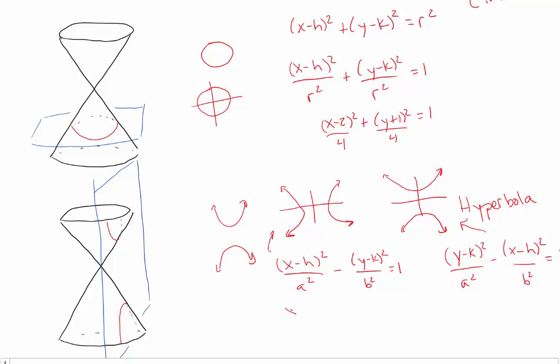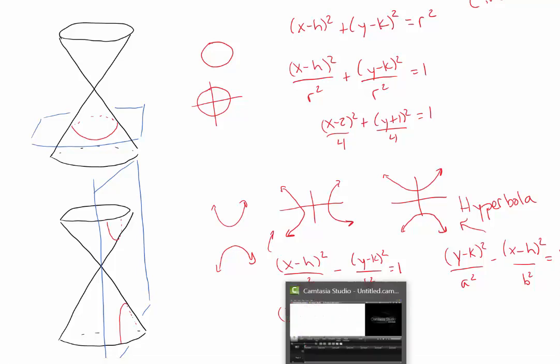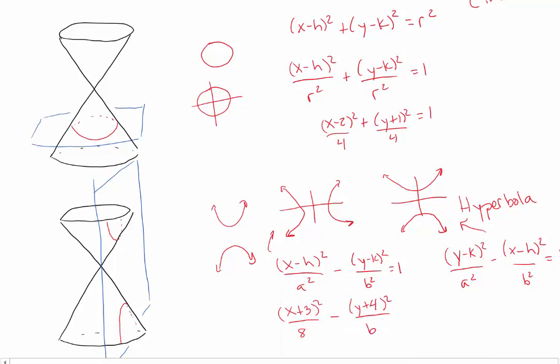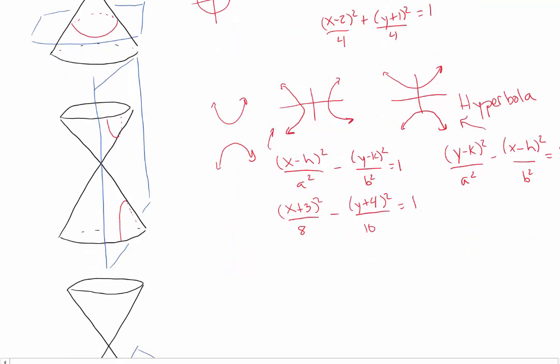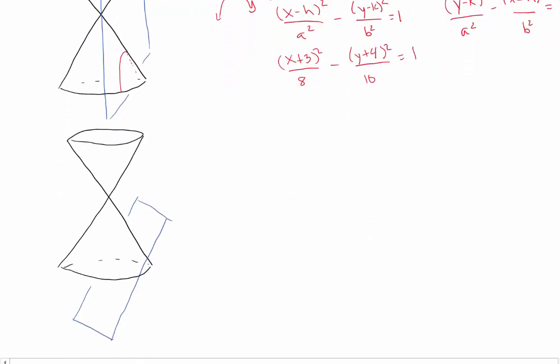So for example, you could have (x plus 3) squared over 8 minus (y plus 4) squared over, oopsies, sorry about that, over 10 is equal to 1. So on that one, your h would be negative 3, your k would be negative 4, a would be the square root of 8, and b would be the square root of 10. So that would be one example of a hyperbola. Last one we want to talk about is what if it only hits one of these at an angle? Well, then you're going to get something that looks like the following.